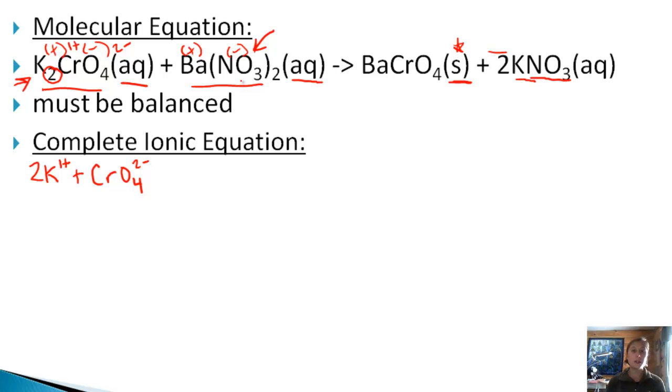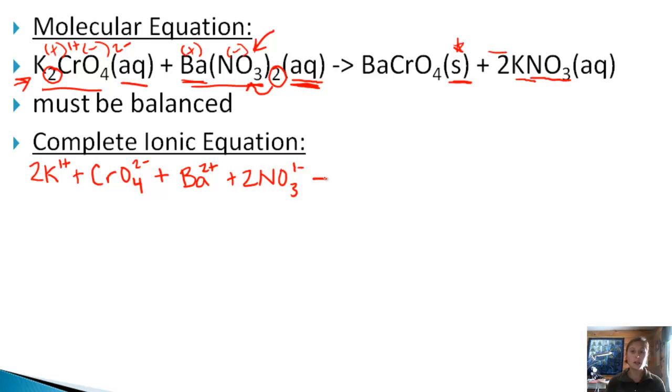Okay, now let's go to the barium nitrate. Well, it is also aqueous, which means it's going to break apart into its cation and its anion. Okay, well, in this case, our cation is the barium. So remember, cations are positively charged. And then this 2 outside the parentheses means that we had 2 nitrates. So remember, when we want more than one polyatomic, we use parentheses. So we have 2 NO3 1-.